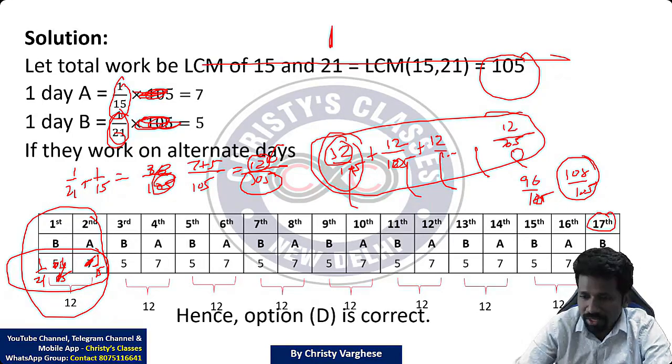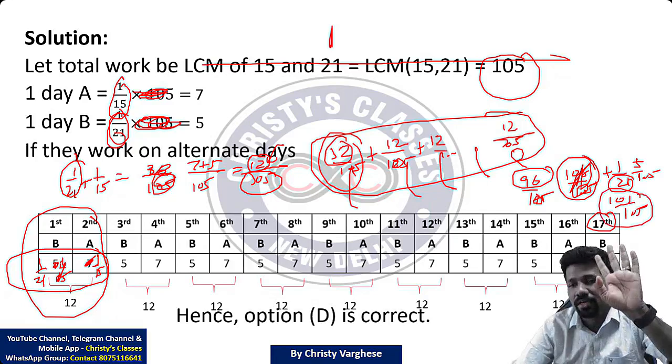What about the 17th day? Who is working on the 17th day? B is working. B's efficiency is 1/21. So 1/21 has to be added. Look at it, this fraction can confuse you. That's a problem. 1/21 is 5 by 105. So we add it to 96, not to 108. When added to 96 it becomes 101 by 105. That means the 17th day is also completed. So it is more than the 17th day and less than the 18th day.